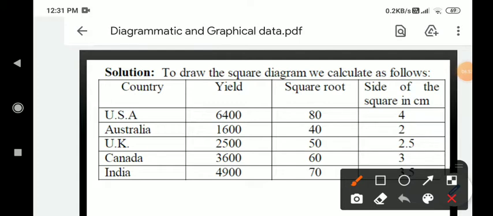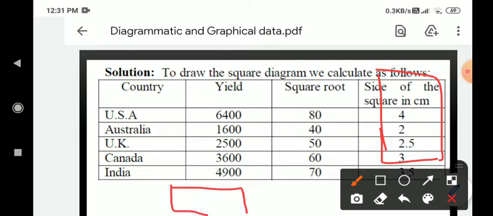See here, 6400 is there, its square root you have found, 80. 1600 is there, its square root is 40. 2500 is there, its square root is 50, and so on. So once this is done, the next step is this. Directly we can plot by taking 80 centimeters as the side. So all the sides should be 80 centimeters, but it becomes difficult to plot such a big square in your answer sheet. So what we do is we reduce it.